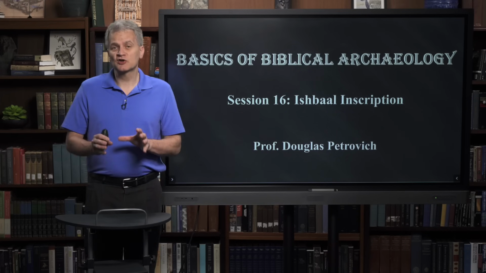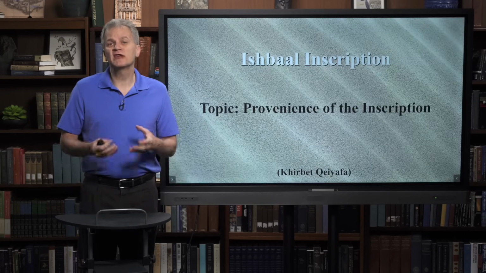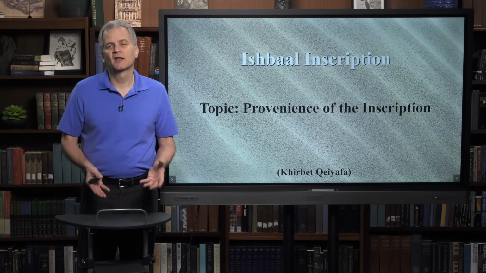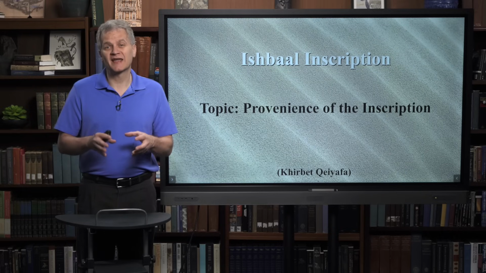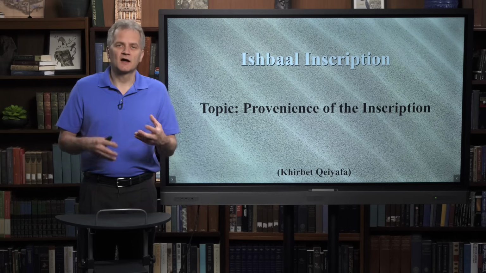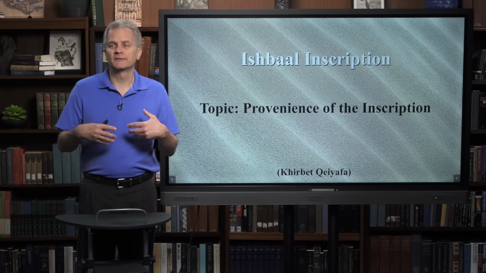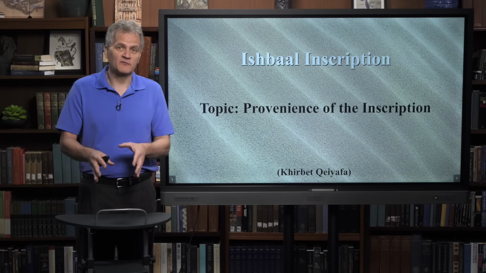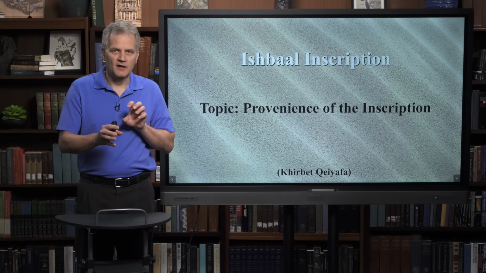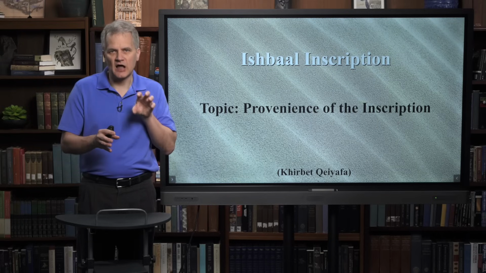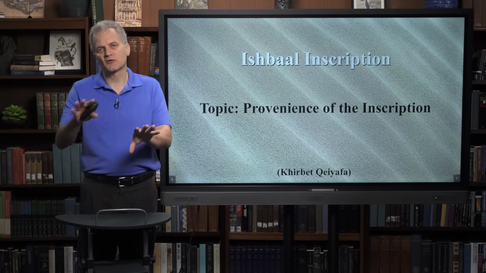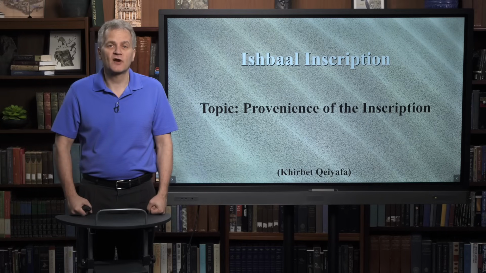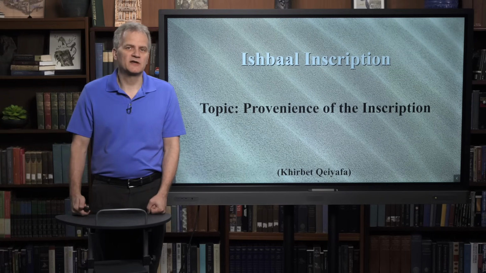So we're going to start with a look at the provenience of the inscription. And that's a fancy word to say, where did it come from? We know exactly where it came from, and inscriptions are considered to be viewed in a much better way if we know exactly where they came from in the ground. Because we can date it, we can lock it into a place, we can relate it to the other objects that are around it, and to the very site where it's from. So we want to look at that, the provenience of the inscription.